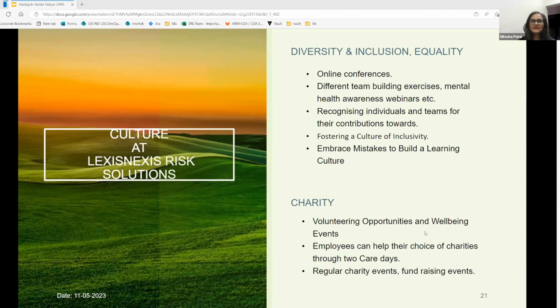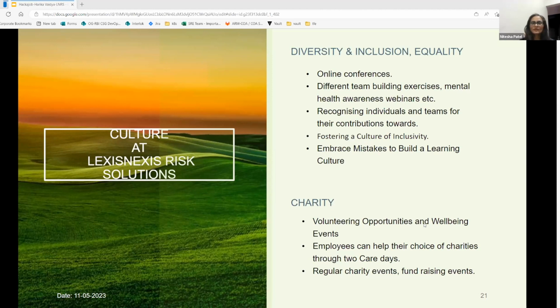Also, there are lots of different events, like team building exercises and mental health awareness webinars, where you have a dedicated person you can go and talk to, and they will help you with any mental health concerns or any problem you have. They don't have to be your line manager. They are dedicated persons, and you get a list and emails from your HR.